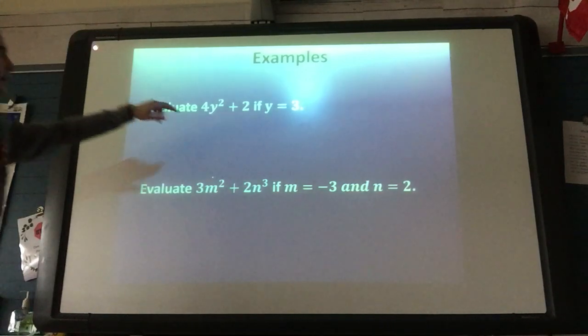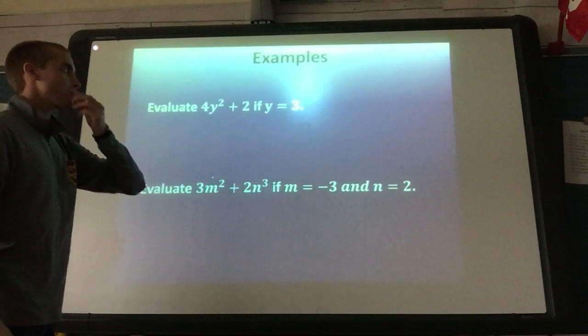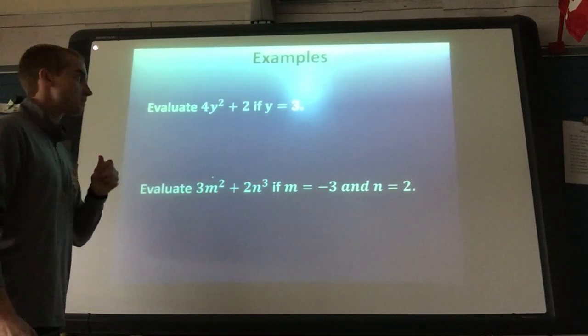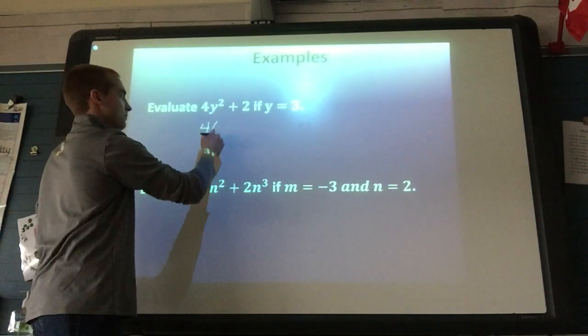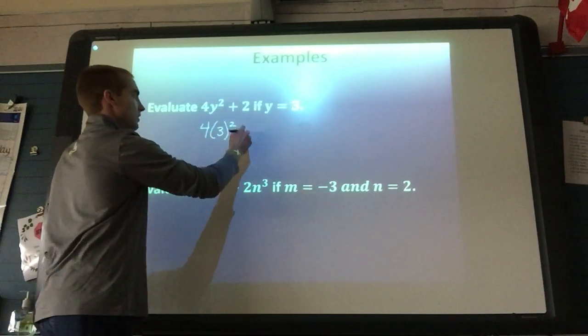All right, so let's look at our first one. 4y squared plus 2 if y equals 3. Okay, so we're going to plug in 3 for y. It's going to become 4 times 3 squared plus 2.